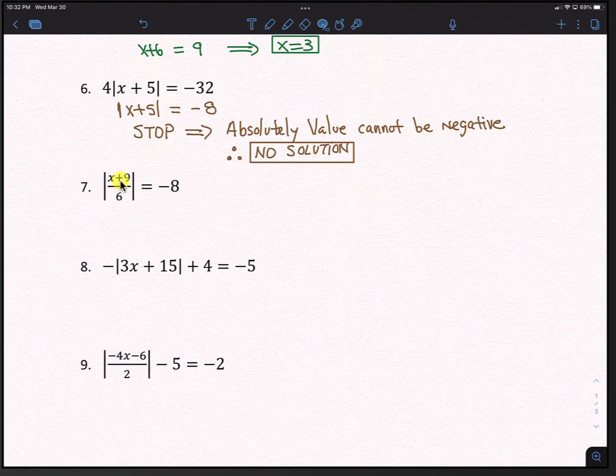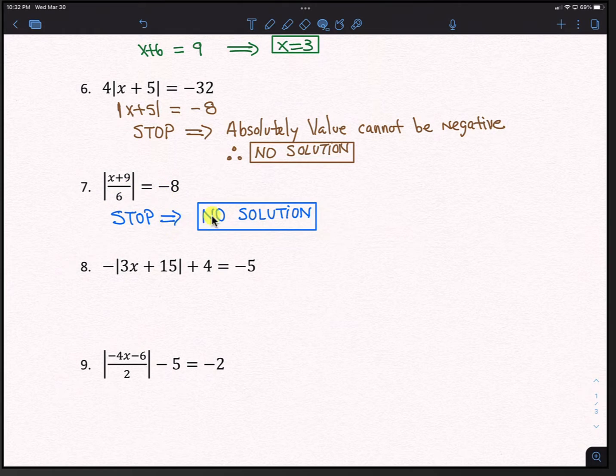All right, for number 7, we have the absolute value of this fraction is equal to -8. Well, there is no need to go any further. We can actually just stop right here because, again, we have the absolute value equal to a negative number, and that cannot be. So therefore, the answer is no solution.